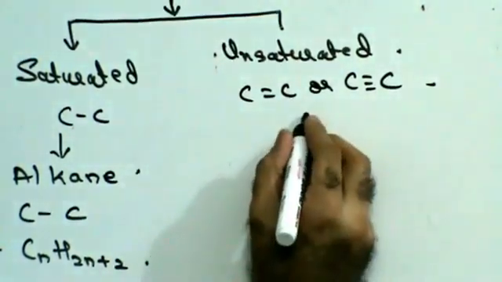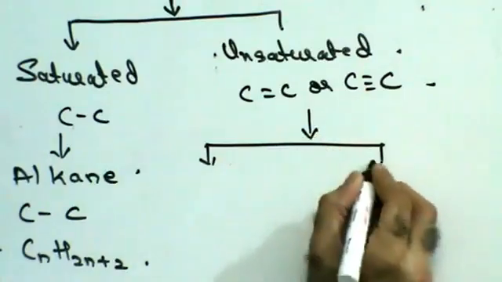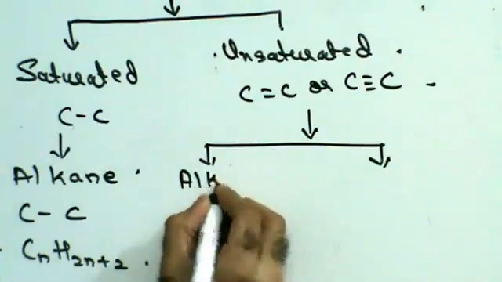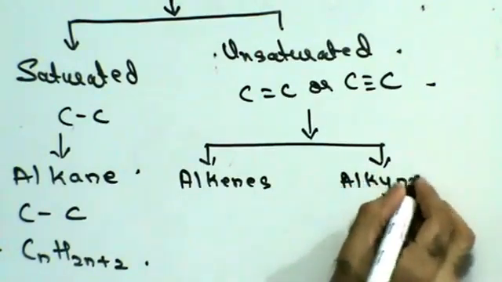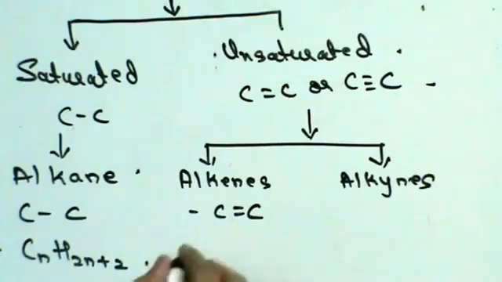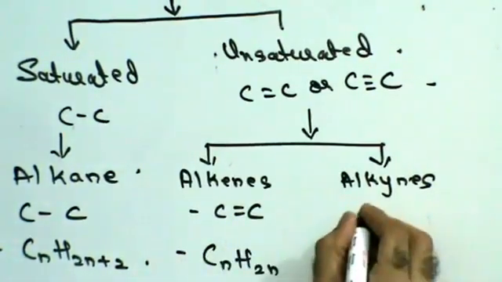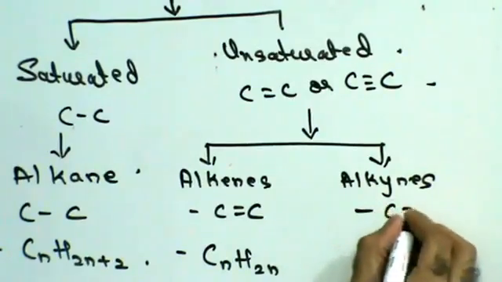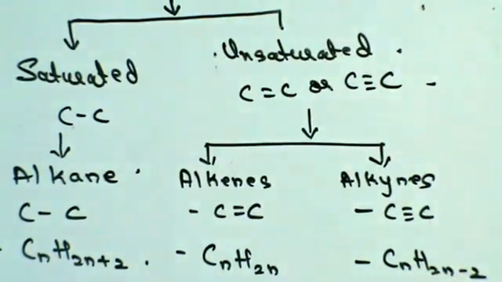Right? Unsaturated hydrocarbons are further classified into alkenes and alkynes. Alkenes have double bond between carbon and carbon and their general formula is CnH2n. Alkynes have triple bond between carbon and carbon and their general formula is CnH2n-2. Right? So this was aliphatic compounds.